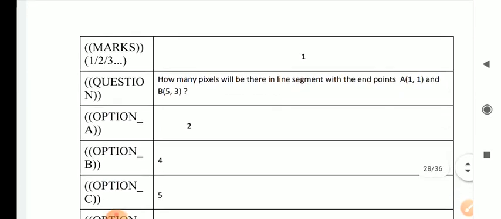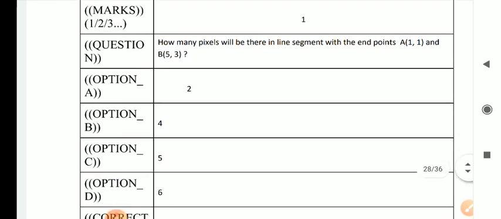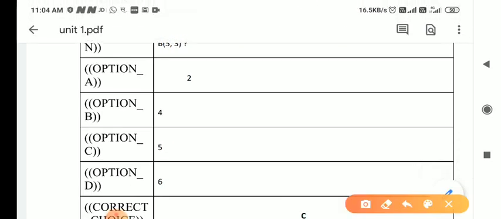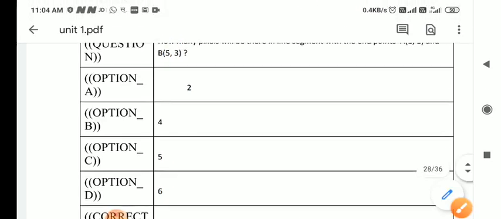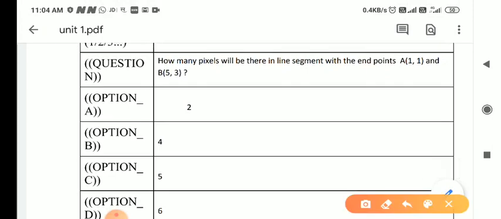How many pixels will be there in the line segment with endpoints (1, 1) and (5, 3)? Okay, if the starting point is 1, 1 and the end point is 5, 3, how many points will be there?